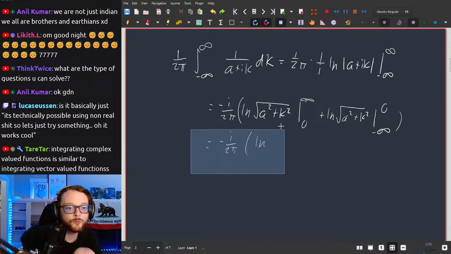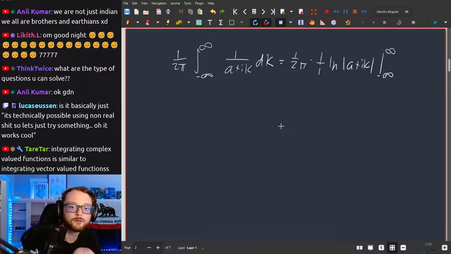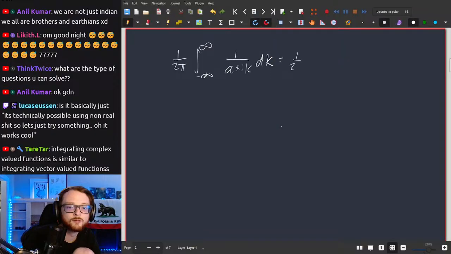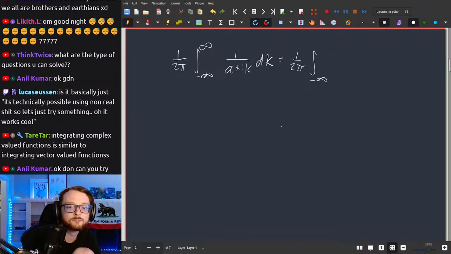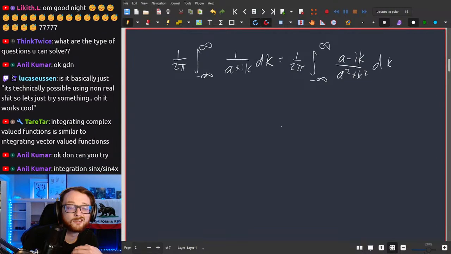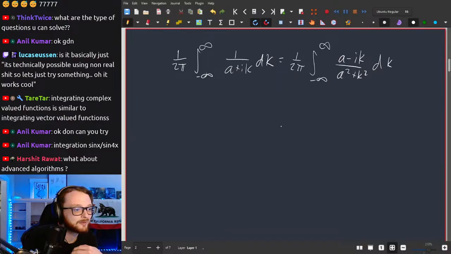Okay, maybe I should throw this away. I should just rationalize, right? I didn't think about doing that. Oh, that makes it worse, doesn't it? No, I mean, not necessarily. No, that looks terrible.